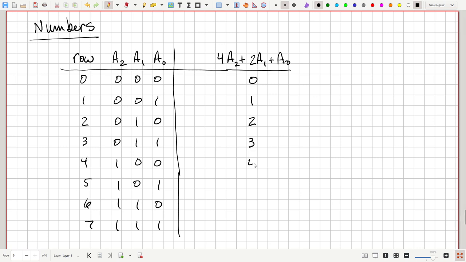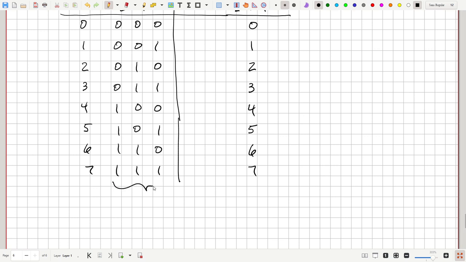And if you continue on down, you're just going to step through all the decimal digits from 0 to 7. Like the last one is going to be 1 times 4 plus 2 times 1 plus 1. So 4 plus 2 is 6 plus 1 is 7, and so on. So we see that the row number is just equal to this combination of these logic variables, A2, A1, and A0. And so we can think of that combination of those three binary digits as the binary representation of the row number.